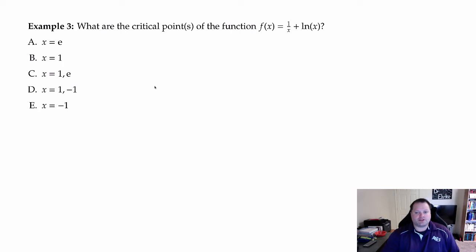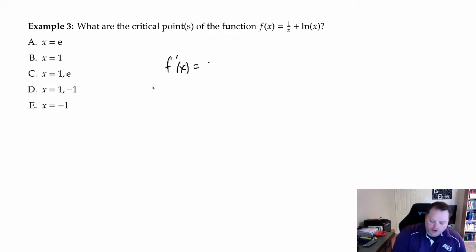All right, if you haven't done so already, please pause the video and try it. The derivative here is pretty straightforward. The derivative of 1 over x is minus 1 over x squared. I'm just treating 1 over x as x to the negative 1 and using the power rule there. The derivative of natural log is 1 over x.